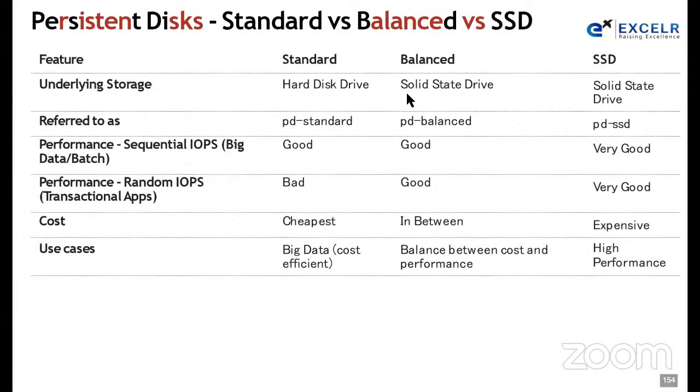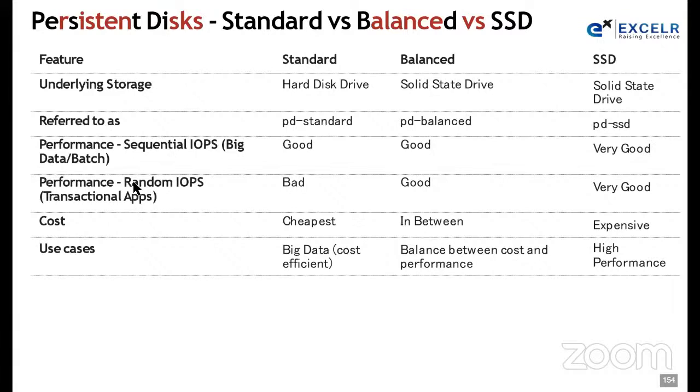So this is about standard. We also have solid state drive when we go for a balanced persistent disk, and with the SSD we will have a solid state drive as the underlying storage technology. The API names for these are PD-standard, PD-balanced, and PD-SSD.